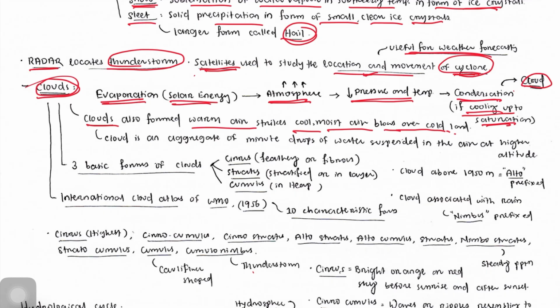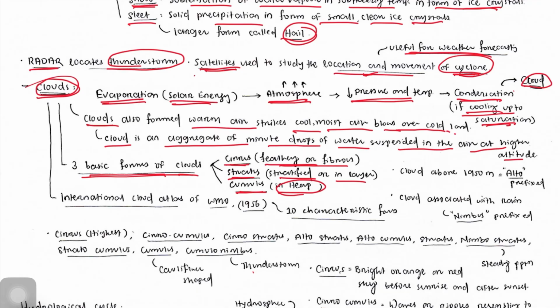Okay. Cloud, what is cloud? Cloud is an aggregate of minute drops of water suspended in the air at higher altitude. There are 10 different types of cloud, but there are three basic forms of cloud. One is cirrus, that is feathery or fibrous in nature. Then stratus, that is stratified, or you can see that in layer form. If you look at the sky, you can observe different cloud forms. One is cumulus cloud, that looks like a heap. Okay. Cirrus cloud looks feathery or fibrous in nature.